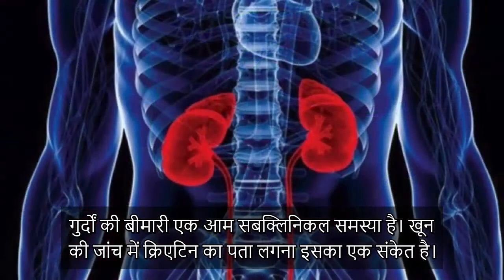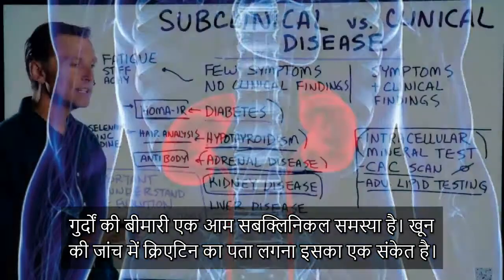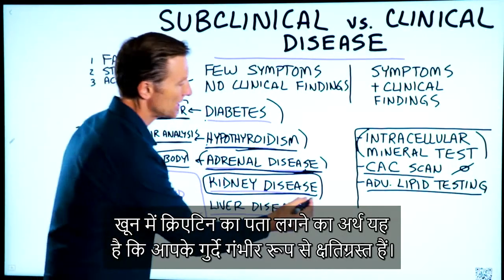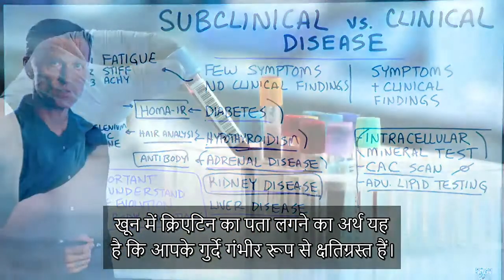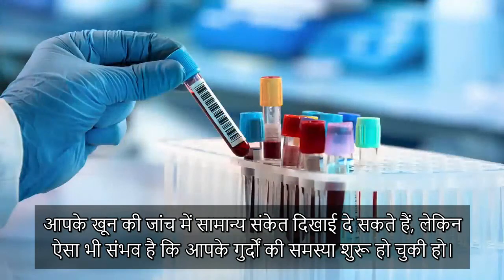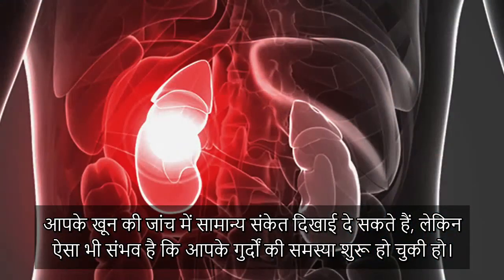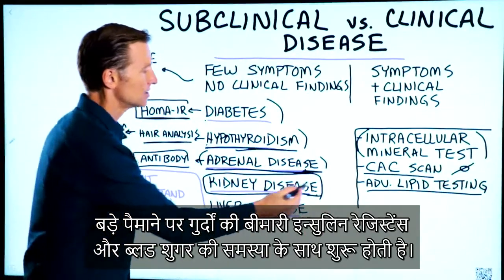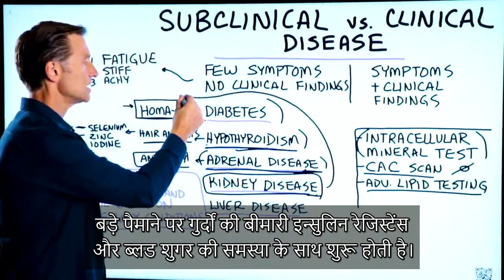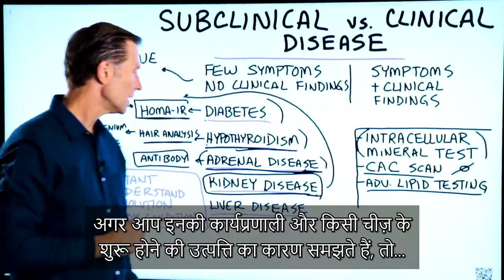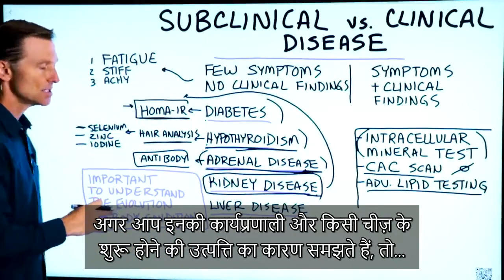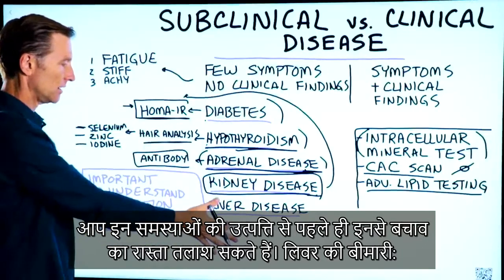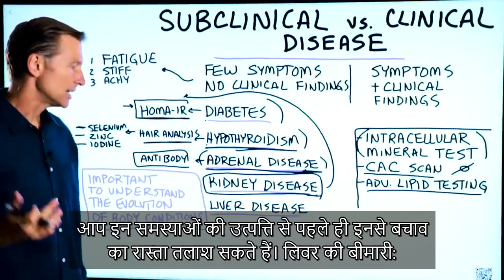Kidney disease is a common subclinical issue. One indicator is creatinine on a blood test. Your kidney has to be pretty severely damaged before that shows up. So you may have normal indicators on a blood test, yet have the start of a kidney disease. A huge percentage of kidney disease starts with insulin resistance and blood sugar problems. So again, if you understand the mechanism and the evolution of what causes what, you can even avoid these issues right here instead of waiting to become diagnosed.